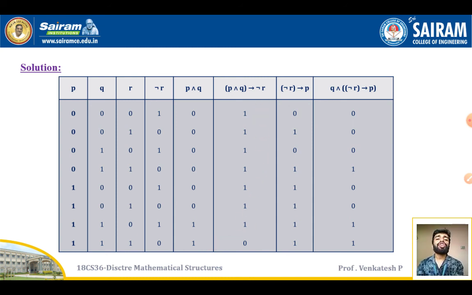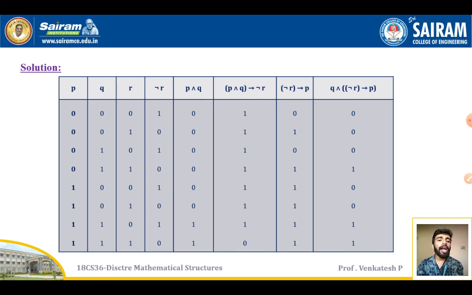Next one, negation R, which implies P. 1 implies 0 is 0; 0 implies 0 is 1; 1 implies 0 is 0; 0 implies 0 is 1; 1 implies 1 is 1; 0 implies 1 is 1; 1 implies 1 is 1; 0 implies 1 is 1. So I got all the truth values for negation R, which implies P.